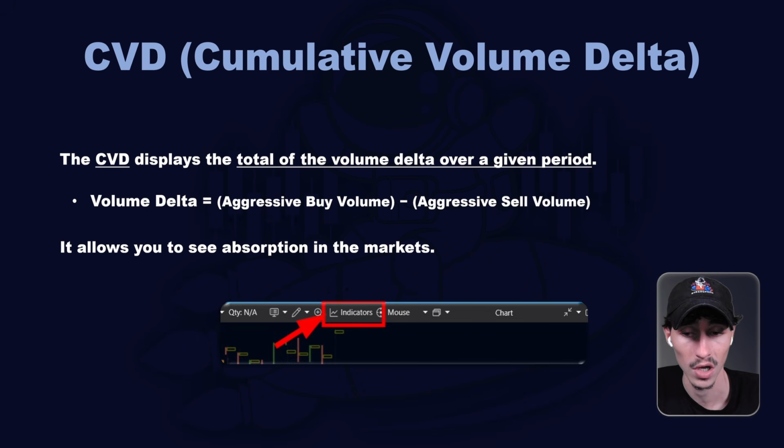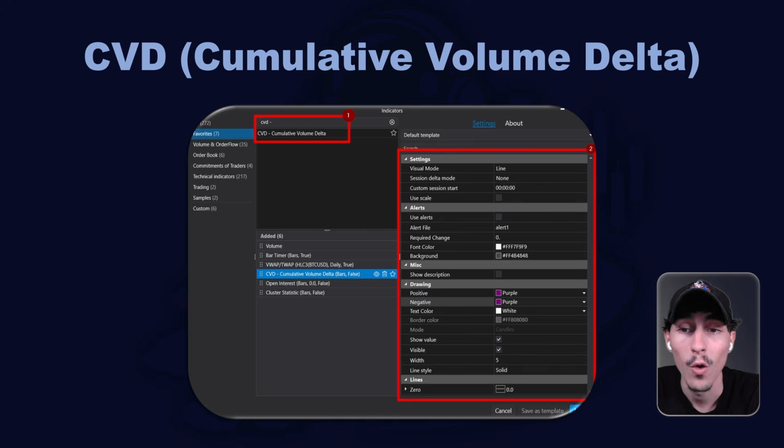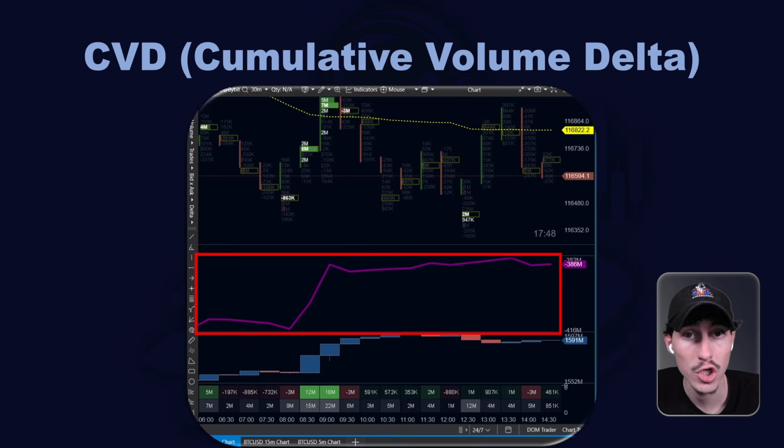To add this on your chart, simply click the indicator at the very top of your ATAS window. This will pop up this window here. Simply search CVD Cumulative Volume Delta, double click it, and if you want to, you can follow my settings. It will show you this very nice section on your chart with this purple line.